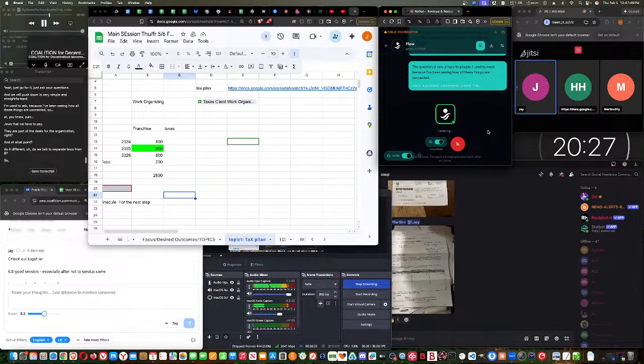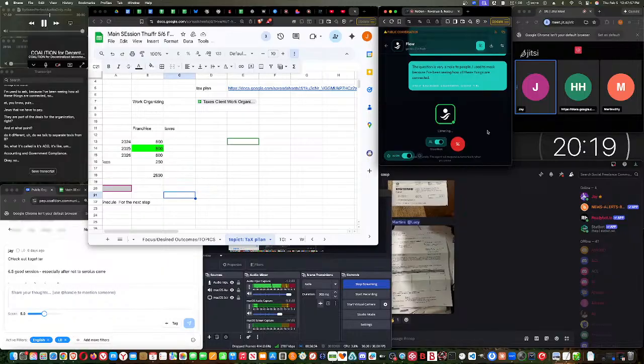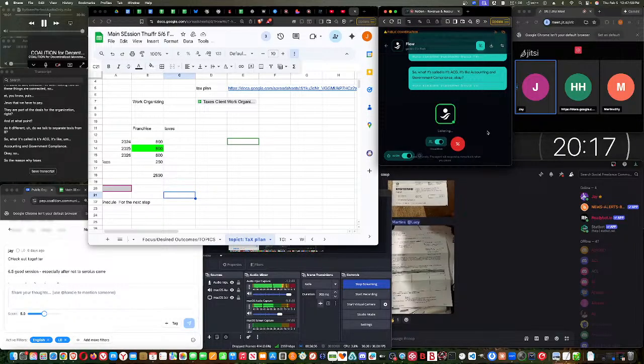So what it's called is ACG. It's accounting and government compliance. Okay, so the reason why taxes is separate from just a normal bill.